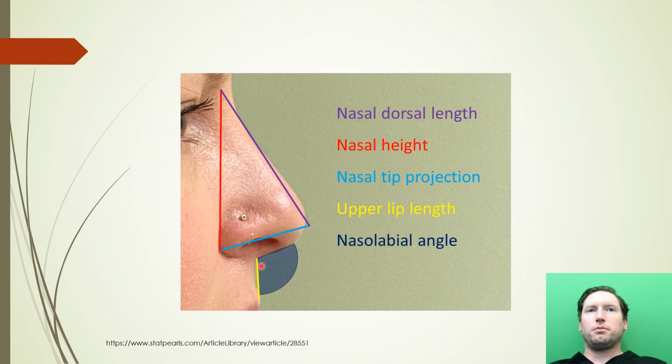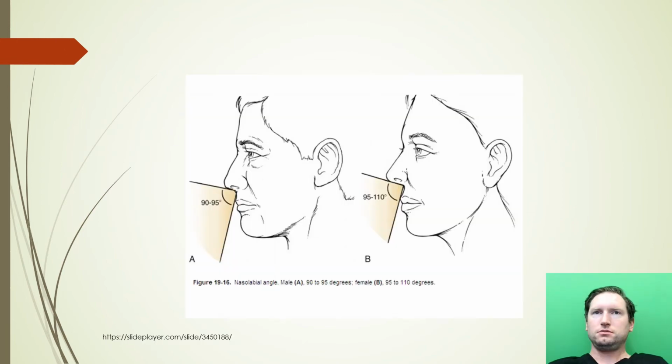Upper lip length is something that's also important as well. We measure that from the base of the nose to the lip defining point. And then the nasolabial angle talks about rotation, or how much the nose should be rotated up or down. So continuing with the nasolabial angle. In a male, an ideal angle is about 90 to 95 degrees. For a female, it's more. It's about 95 to 110 degrees.